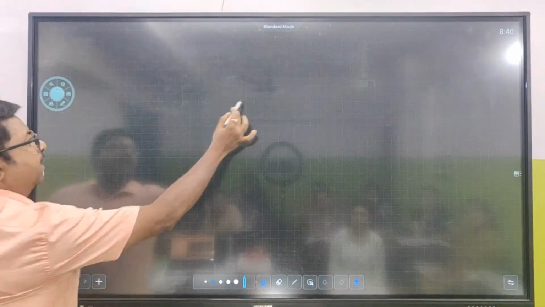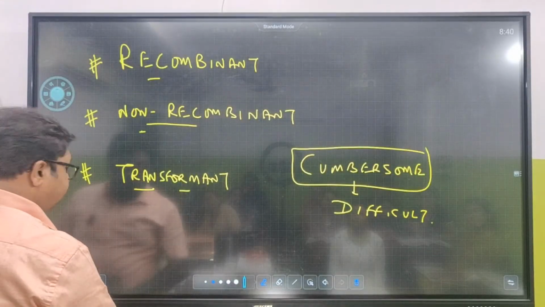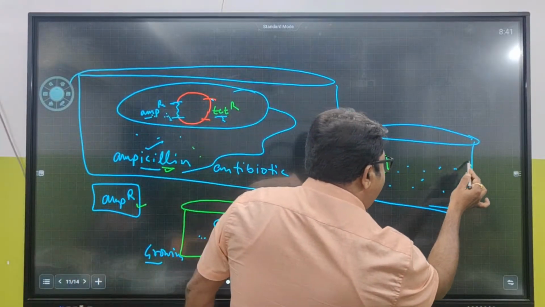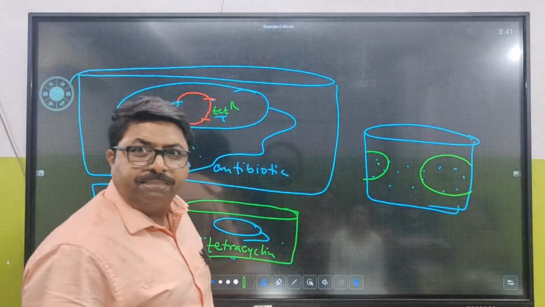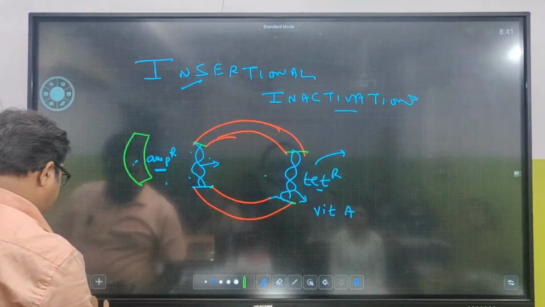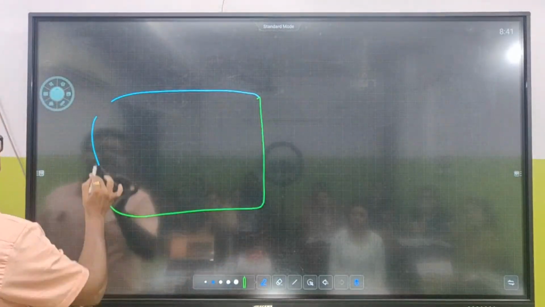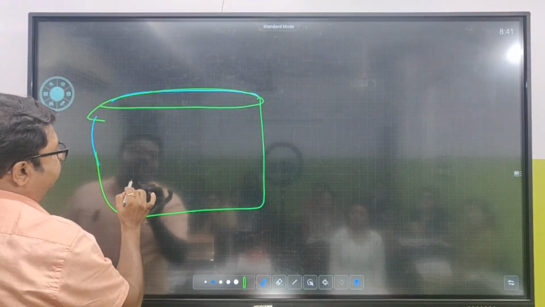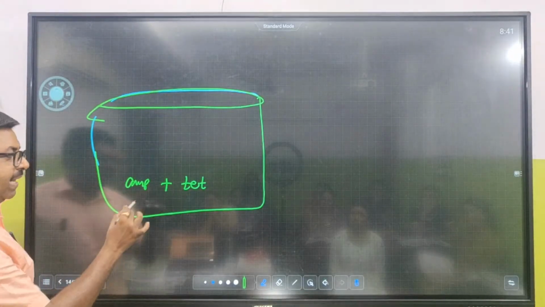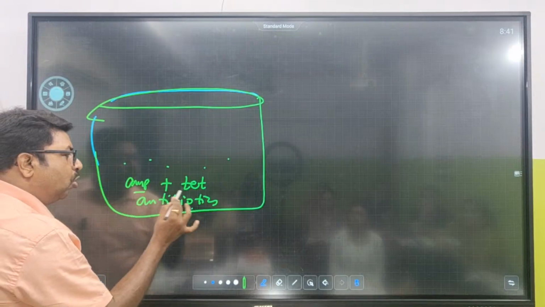Adrito, tell me, if we culture this part of the bacteria, remember the master plate, if you take this part of the bacteria from the master plate and put it in a medium, and we have taken both antibiotics, ampicillin and tetracycline, in the medium.